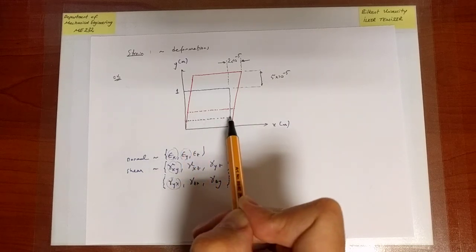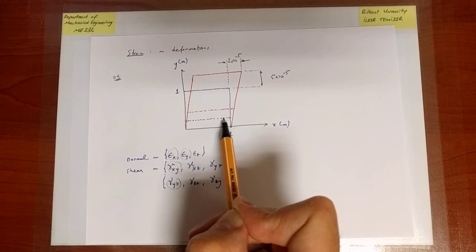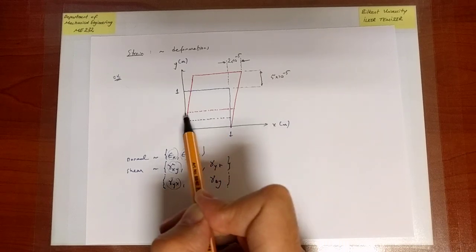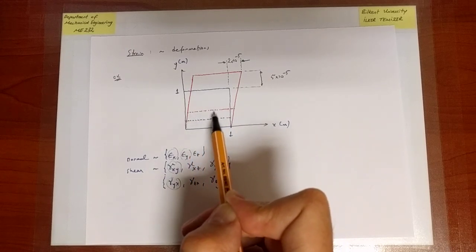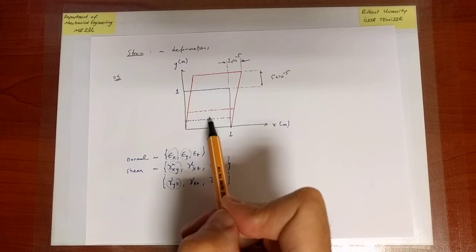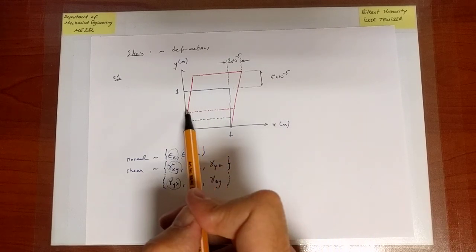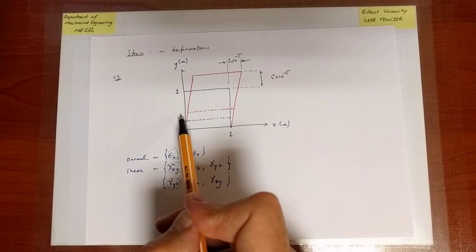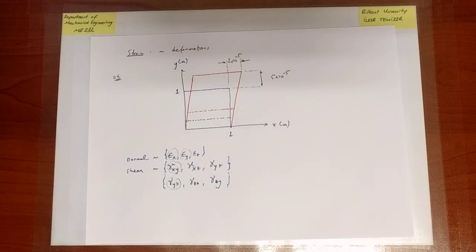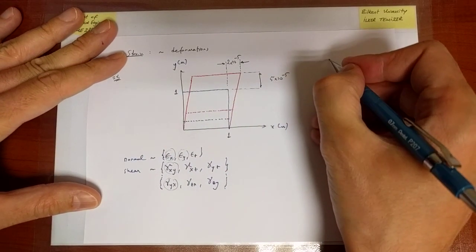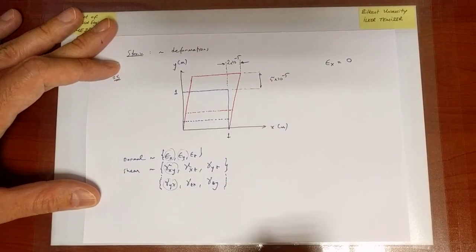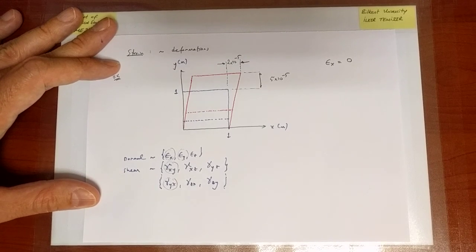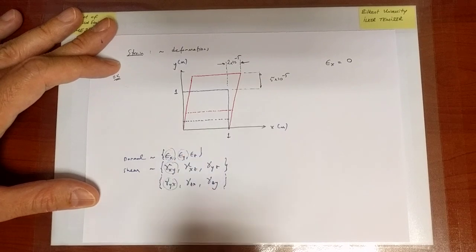In other words, the original length of the blue line, before the plate deforms, and the length once it becomes the red dotted line, are the same. The original length is the same as the final length. So I'm looking at the length change along the x direction, and because there is no length change, I immediately deduce that epsilon x is equal to 0. There is no length change. But then I can do the same thing for the y direction.